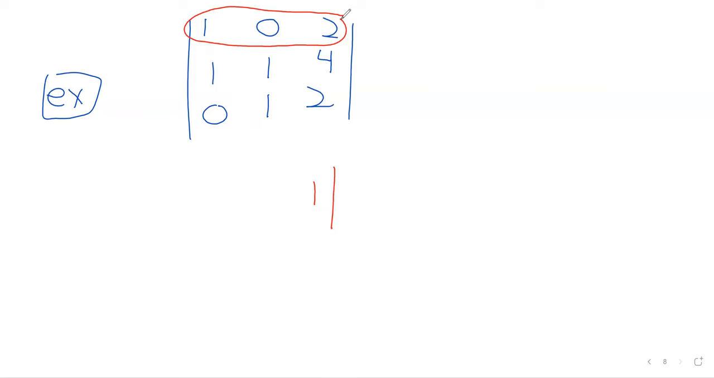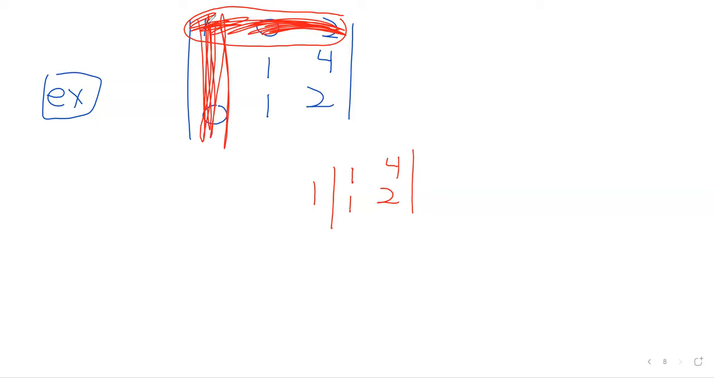1 times the determinant of [1, 4; 1, 2]. Again, we're crossing out the row and the column. On a piece of paper, you'd be covering it up or doing something less drastic. But we cover up or cross out the row and the column that has the 1 in it, and we're left with that little matrix, 1, 4, 1, 2.